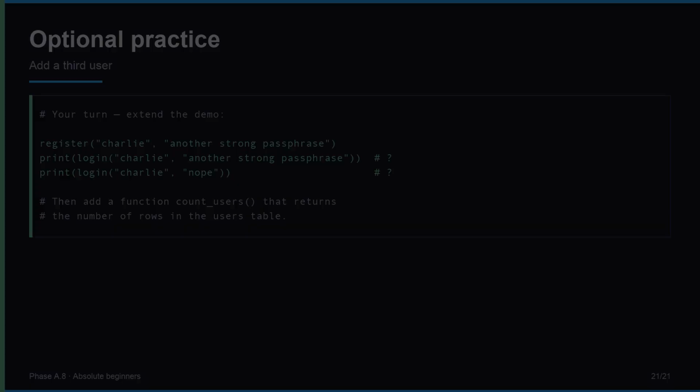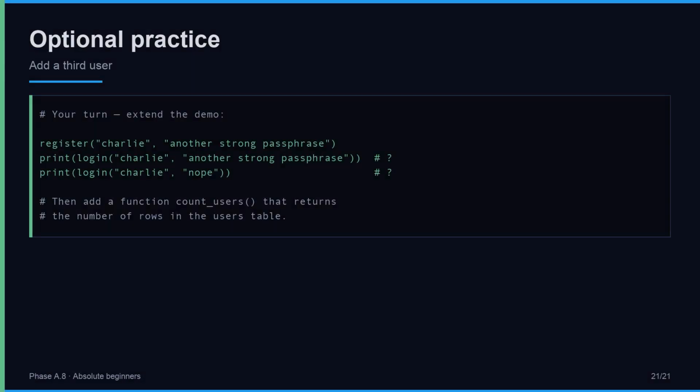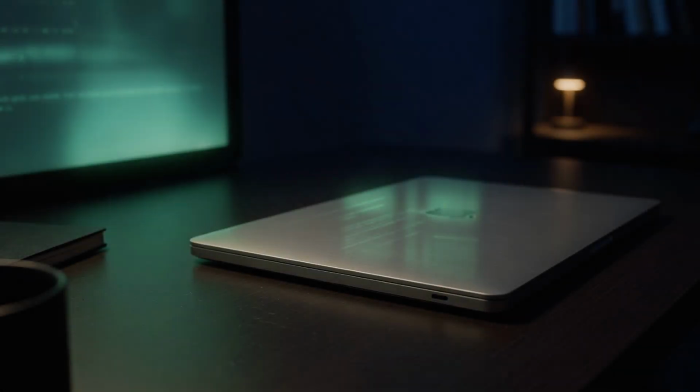Beyond Phase A, if you want practice, add a third user. Register Charlie with a strong passphrase. Test the correct login and a wrong one. Then write a function count_users that returns the number of rows in the users table. You will need select count star from users and fetchone. When that works, you have extended the project yourself. That is how learning sticks. Take the working code and change one thing at a time. Add a third user. Thanks for building the capstone.